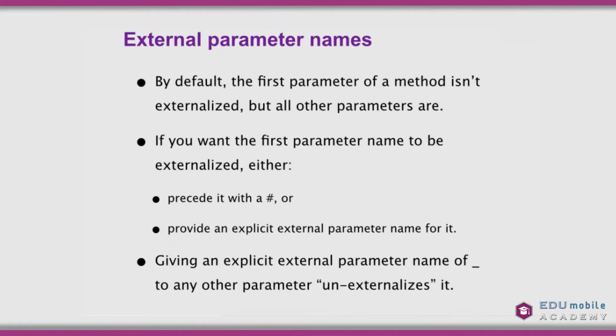Now, two ways to change this behavior. First of all, if you want the first parameter name to be externalized, you either precede it with a hash or provide an explicit external parameter name for it, just as you would for a function parameter. The other thing you can do is opt out of the externalization of one or more parameters, the second and further parameters, by giving them explicit external parameter names of underscore. That will unexternalize it. In other words, you don't have to use that parameter name when you call the method.